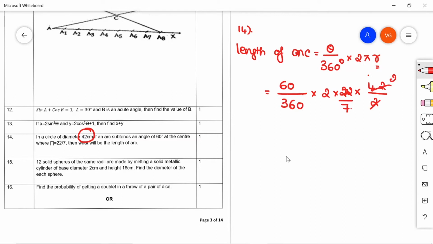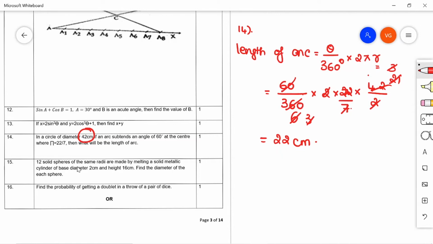This goes to 21 and this is 3 here. This will be 6. This is 3. 3 will get cancelled. So totally you will get it as 22 centimeters. So the length of the arc is 22 centimeter. Then quickly move on to question number 15.